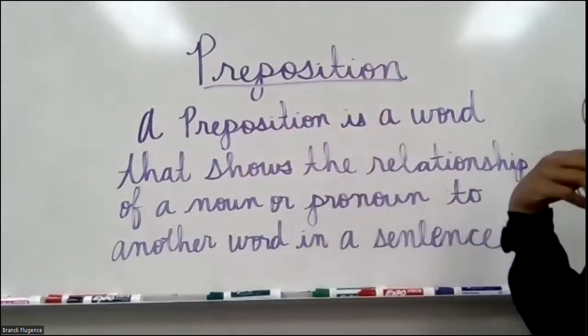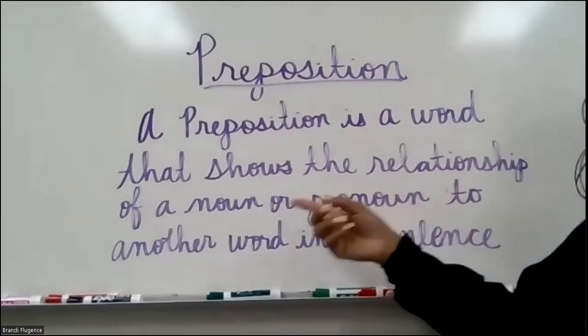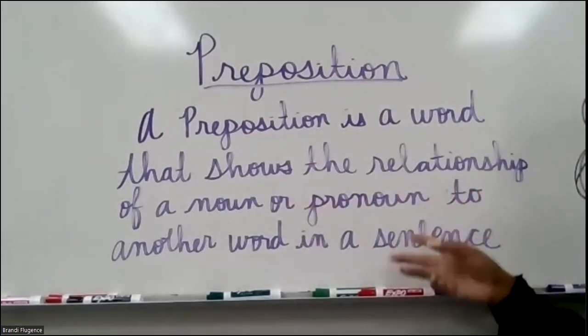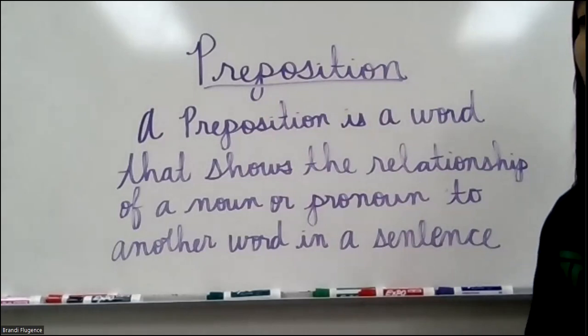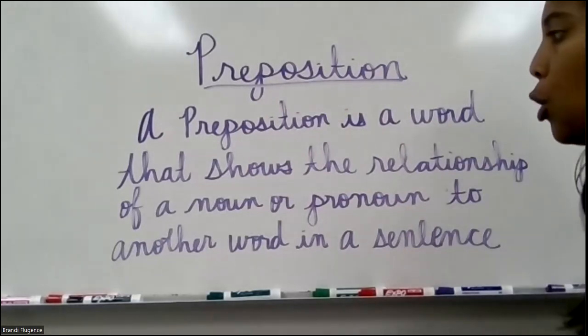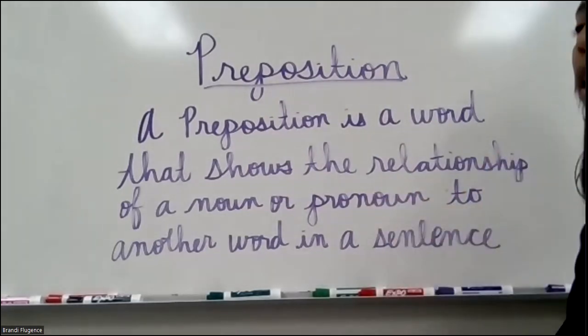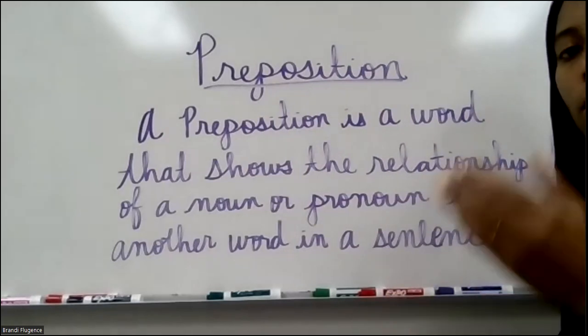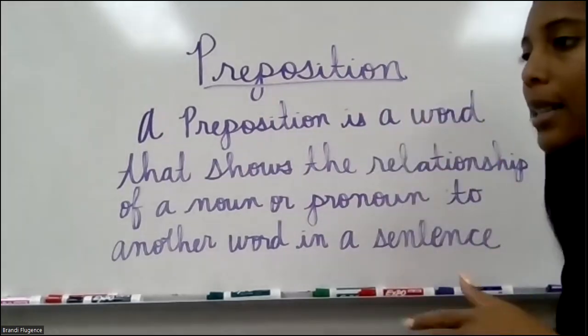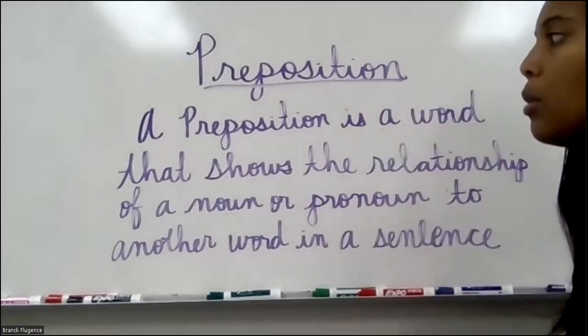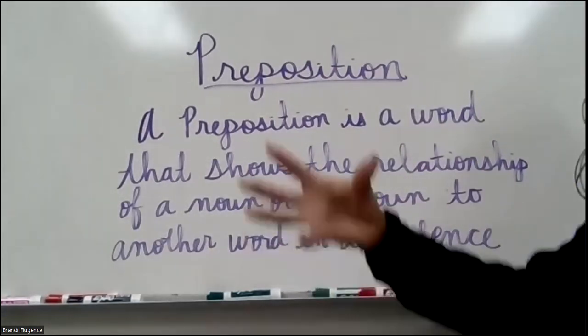So this is a preposition. A preposition is a word that shows the relationship of a noun or pronoun to another word in a sentence. The job of a preposition is to connect a noun or pronoun to another word in a sentence. And like I said, when we get into the list, you'll be able to see what I'm saying. So the preposition is a connector.